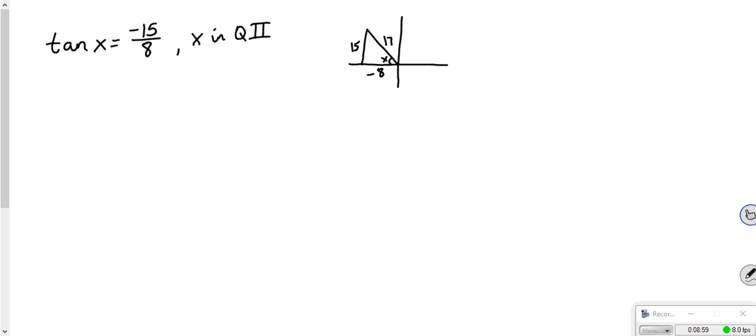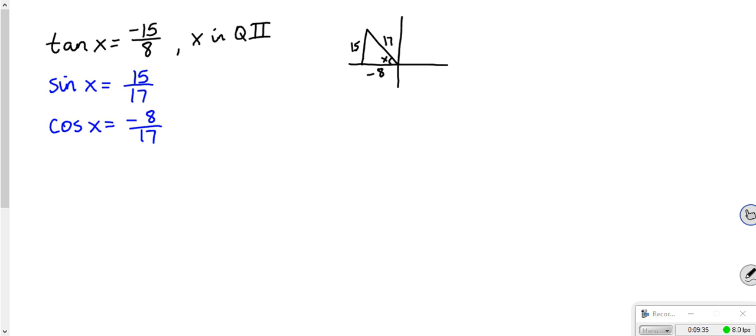So once again, if I know tangent is negative 15 over 8, my sine of x, remember sine is opposite over hypotenuse, is 15/17. My cosine of x is negative 8 over 17. It's adjacent over hypotenuse. So I've got tangent, sine, and cosine. Now I can start using those double angle formulas.